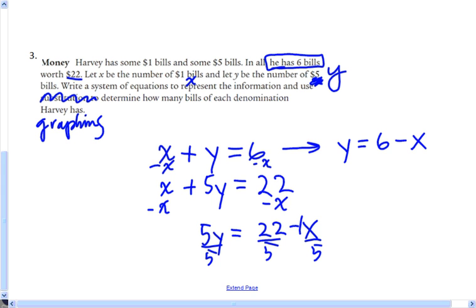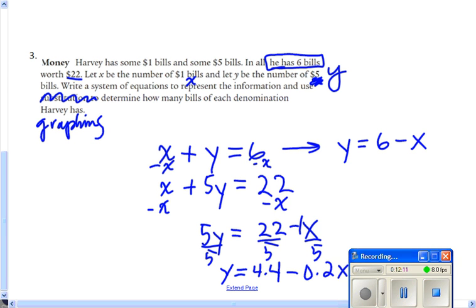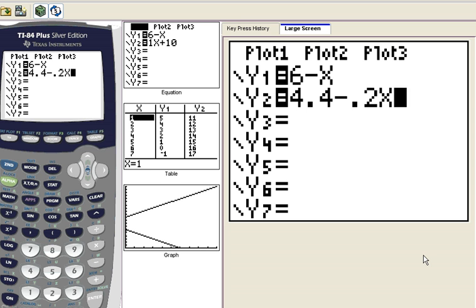And remember this, when it's just x, it's actually 1x, so that's going to give us the equation y equals 22 divided by 5 is 4.4, and 1 divided by 5 is 0.2, so minus 0.2x. Now we're going to put those two equations on our calculator. So here I have them on my calculator, those two equations. We now want to graph it.